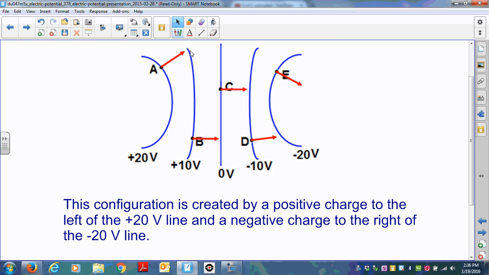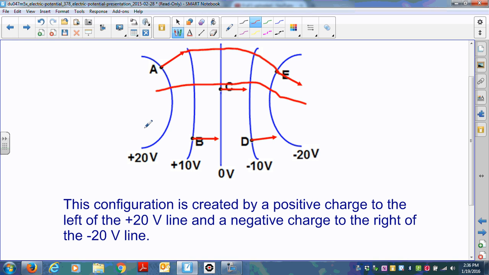Now, the way that you would continue this is, see how this hits this line here? Well, it would have to be perpendicular, and then perpendicular, and then perpendicular to here, and then perpendicular here. Notice here, it would curve, go straight, and curve. Here, it would curve, go straight, and then curve up. So you can see that you would form this equipotential surface here, which is the blue lines. The red lines indicate the electric field lines.